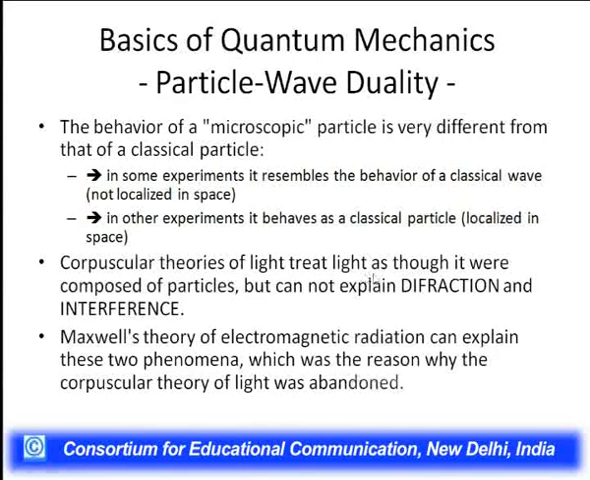The classical theory of light treats light as though it were composed of particles but cannot explain diffraction and interference. Maxwell's theory of electromagnetic radiation can explain these two phenomena, which was the reason why the particle theory of light was abandoned.